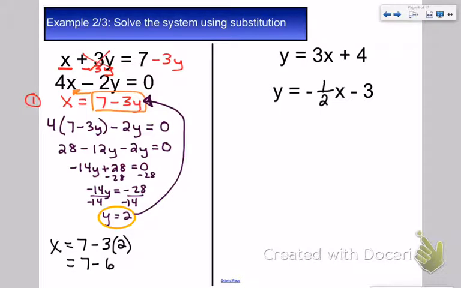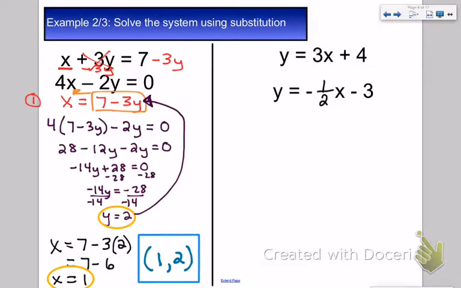Negative 3 times 2 is negative 6, and 7 minus 6 is positive 1. Again, I am not finished until I write my answer as an ordered pair. My x value is 1, my y value is 2. And feel free to check those answers, plugging it back into both equations.